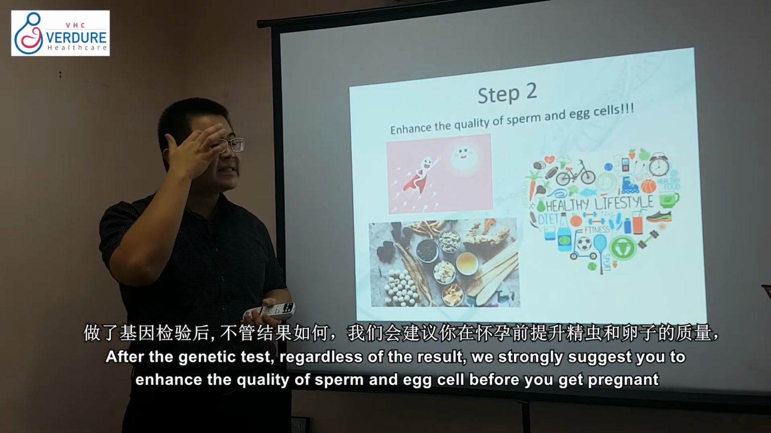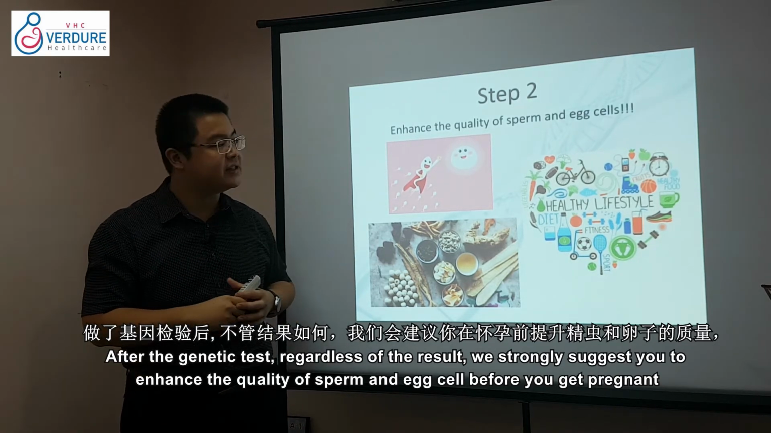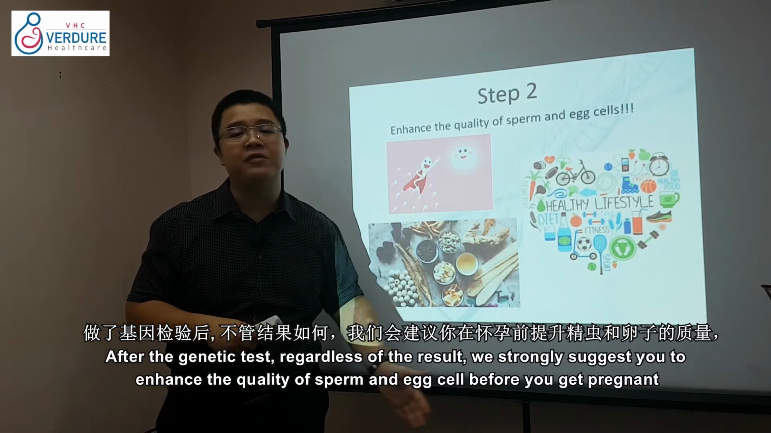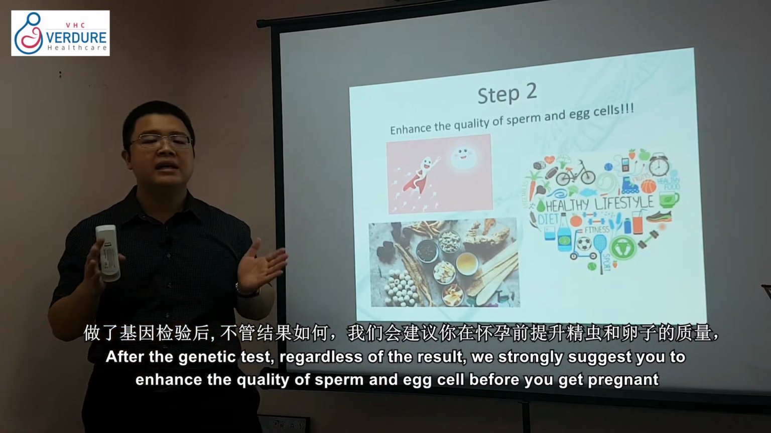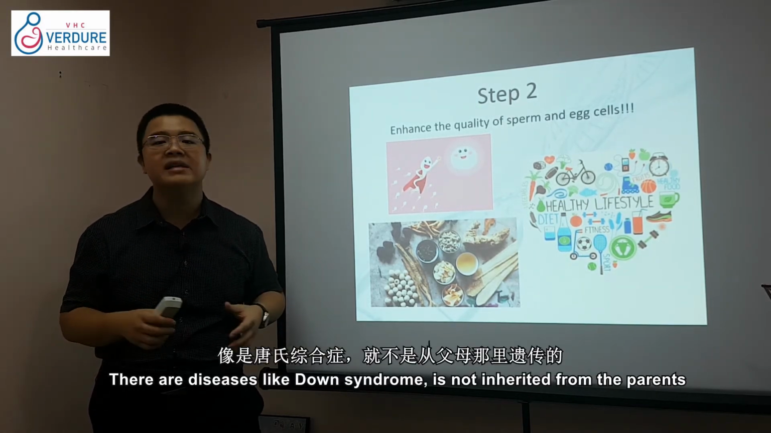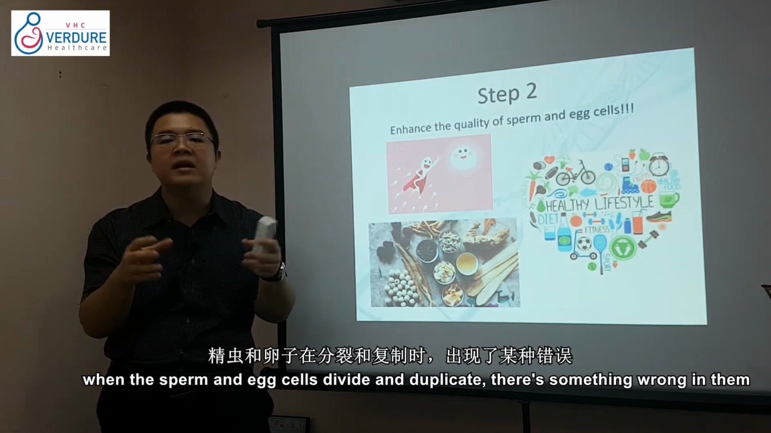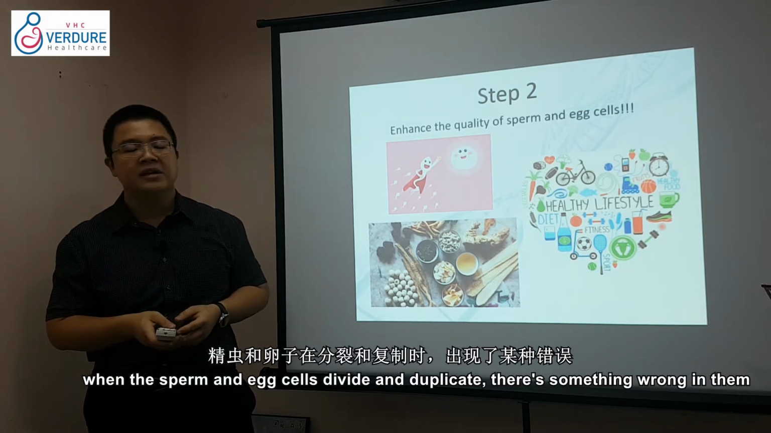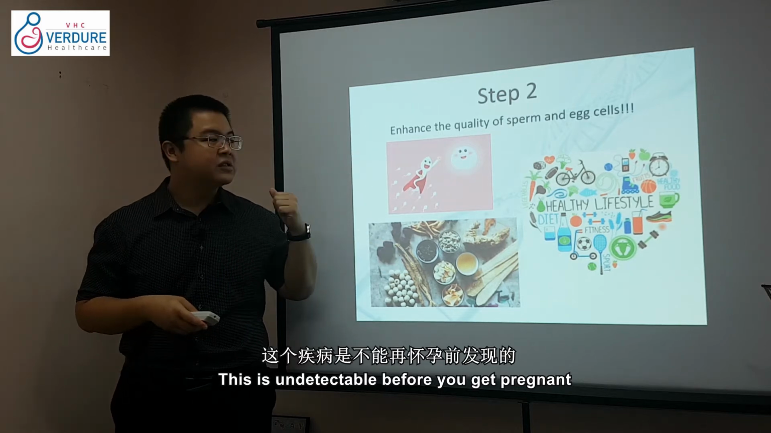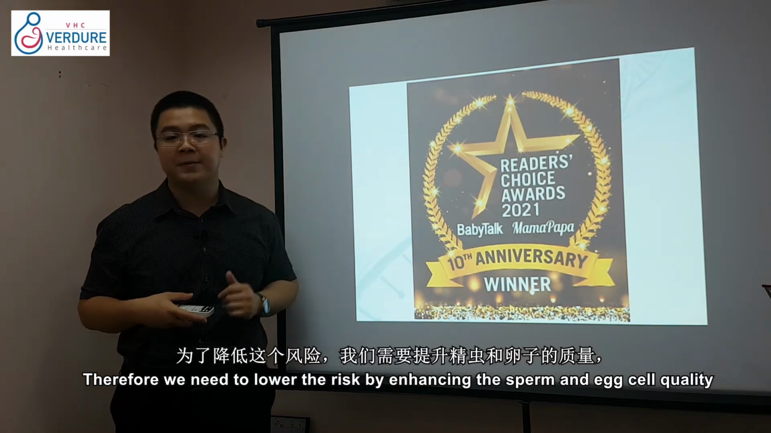Okay, so regardless of your result, whether or not you are carrying the same disease, we would strongly encourage you to enhance the quality of your sperm and egg cells before you get pregnant. Because there are diseases like Down syndrome that are not inherited from the parents. Rather, when the sperm and egg cells divide and duplicate, something goes wrong in them. Okay, so this is not detectable before you get pregnant. In that case, we need to lower the risk by enhancing the quality of the sperm and egg cells.